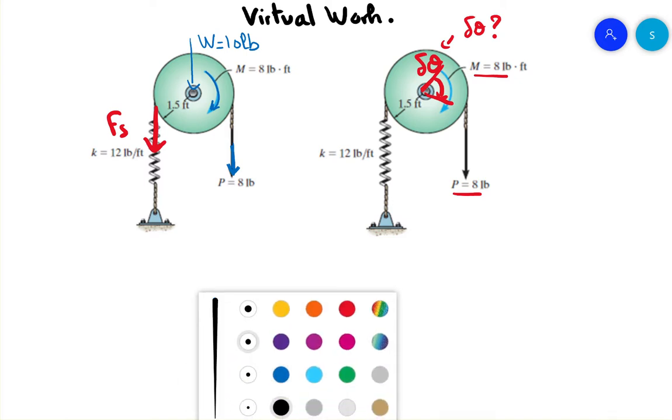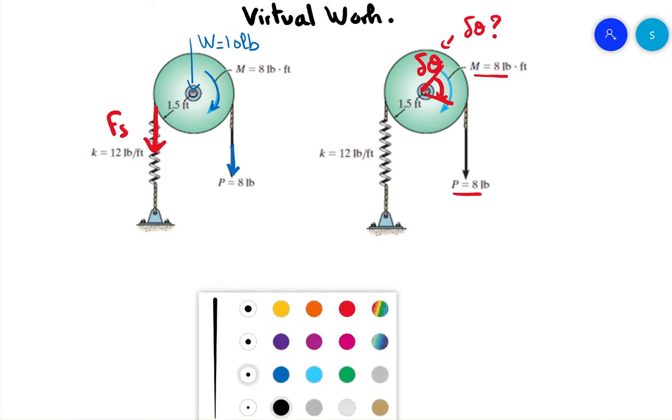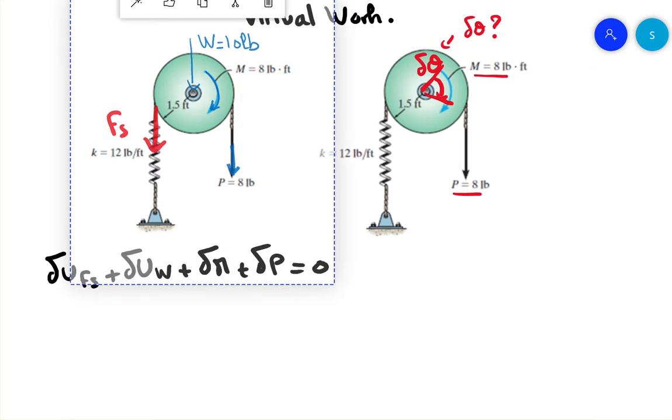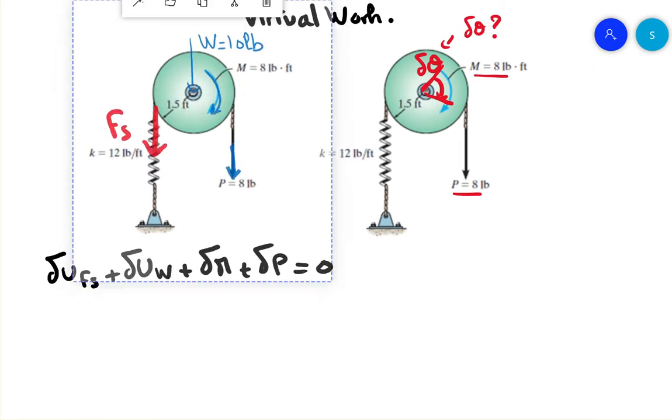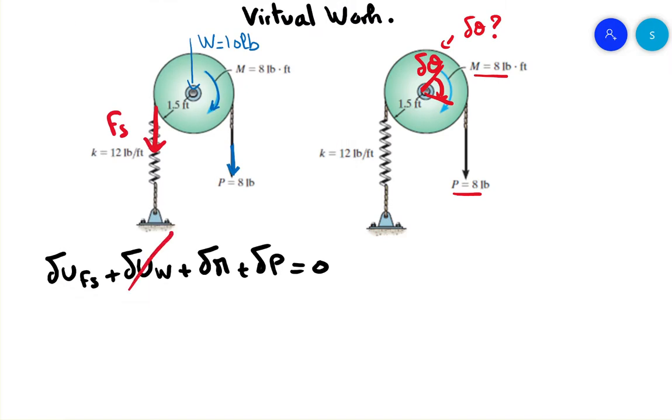So we have the principle of work and energy. We have the delta U of the force of the spring plus the delta U of the weight plus the delta U of the moment plus the delta U of the force P, and it's equal to 0. The weight is applied in the middle, so there's no displacement in the middle. So the work of the force W is equal to 0.